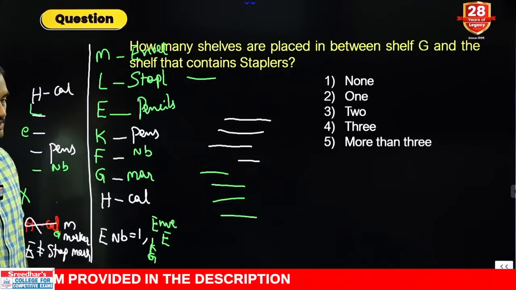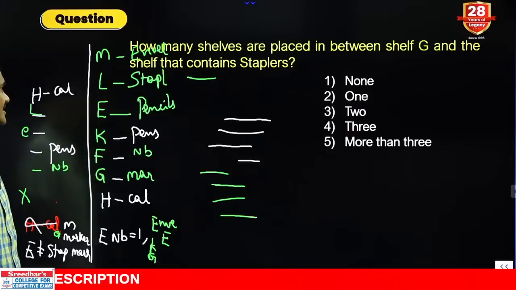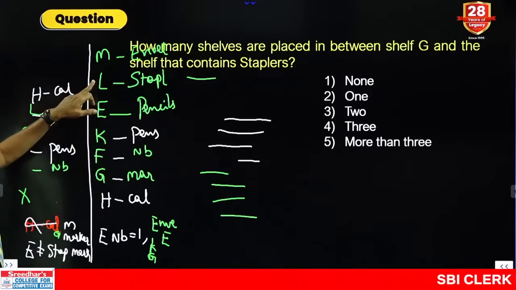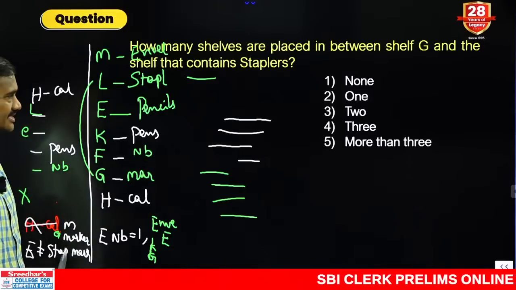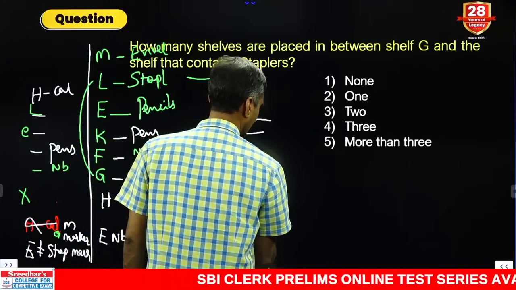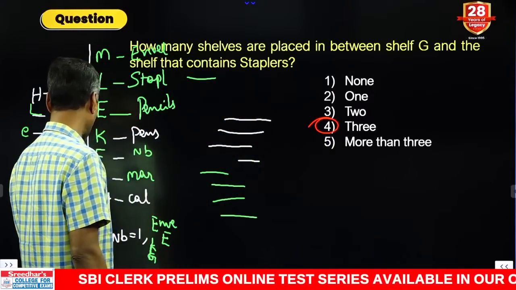Then coming to question number 7. Tell me the 7th one. How many shelves are there between G and the shelf that contains staples? I asked how many are there between G and staplers. G is here, stapler is here. Hence, how many are there in between these two? Exactly 3. And 3 is given in which choice? Choice 4 is the answer. Now question number 7, it is choice 4.